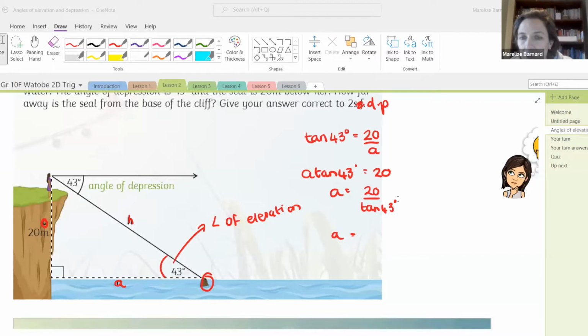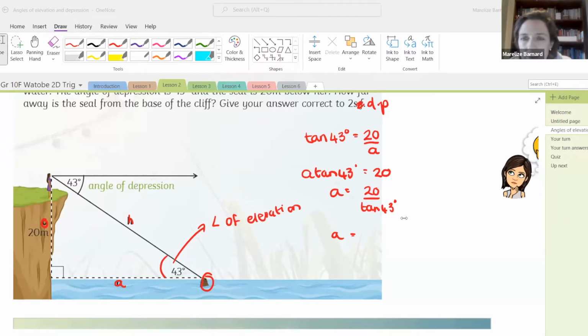Okay, guys, so we're literally going to go on the calculator and go 20 divided by tan 43. Okay, I see some answers coming in. I'm just checking what everyone's getting. If you are not getting 21.45, check what you are doing. You just have to go on your calculator, 20 divided by tan 43.